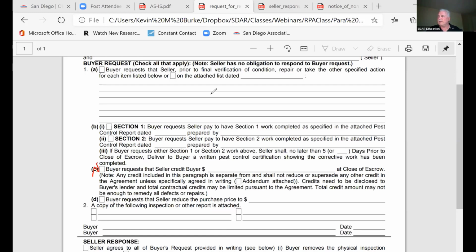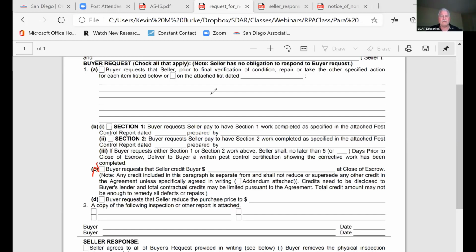Shall not reduce or supersede any other credit in the agreement unless specifically agreed. So this will be a new credit, okay? Addendum attached if you need one. Credits need to be disclosed to the buyer's lender. You do need to do that. Let's be honest. Don't lie to your lender, just like you don't lie to your lawyer. Don't lie to your lender, okay? Because if you lie to the lender and they find stuff out, now you're in that little thing called a conspiracy, and you don't want to be there, okay? So credits need to be disclosed to the lender, and total contractual credits may be limited pursuant to the agreement.